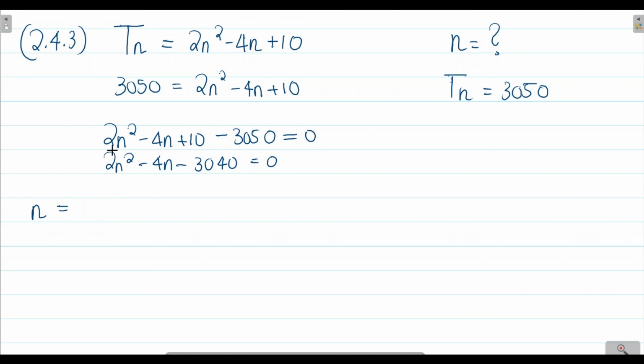Because that is your a, that is your b, and that is your c. This equation is in the form of ax squared plus bx plus c. It's in the standard form of a quadratic equation: something n squared minus or plus something n, plus the constant. So it's in that form, and we can use the quadratic formula to simplify this further.